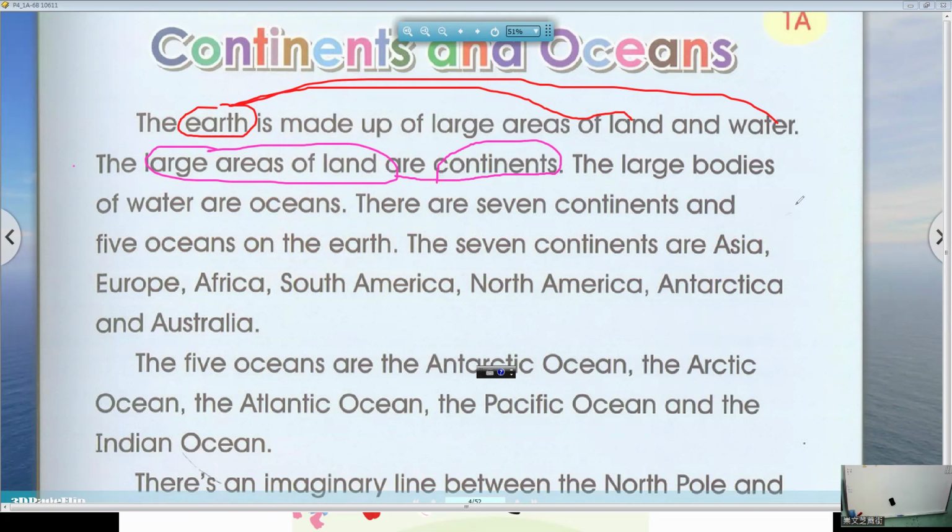Okay, next. Karen. One sentence. The large bodies of water are oceans. Okay, large bodies of water, we call them oceans. Continue, Sophia. Okay, so 7 continents, 5 oceans.